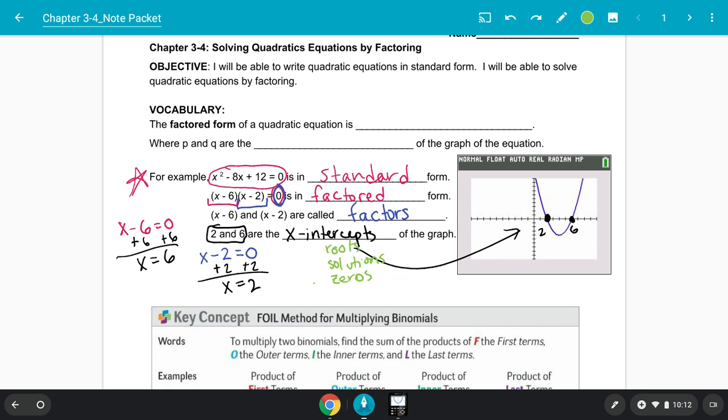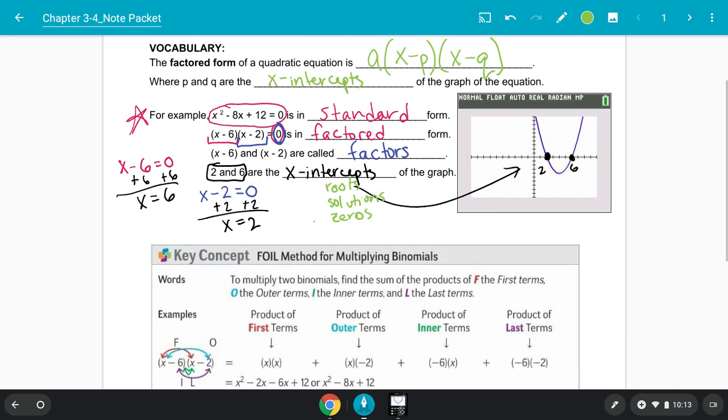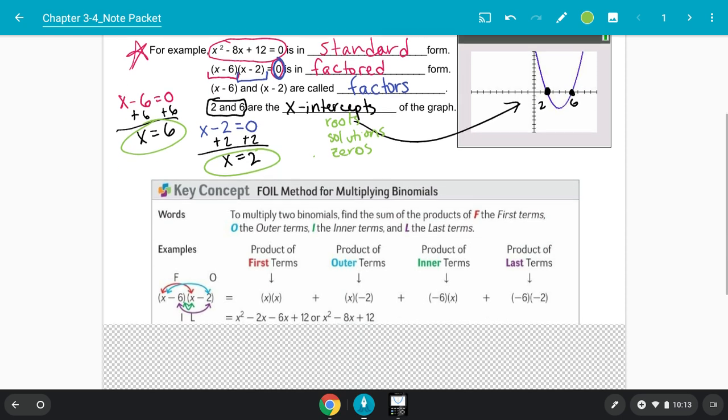So if we go back up to the top, factored form is a times x minus p times x minus q. And then p and q are going to be the x-intercepts. So what you'll notice is, never mind, I won't confuse you. You'll start to notice patterns between the factors and then between these actual solutions or x-intercepts.